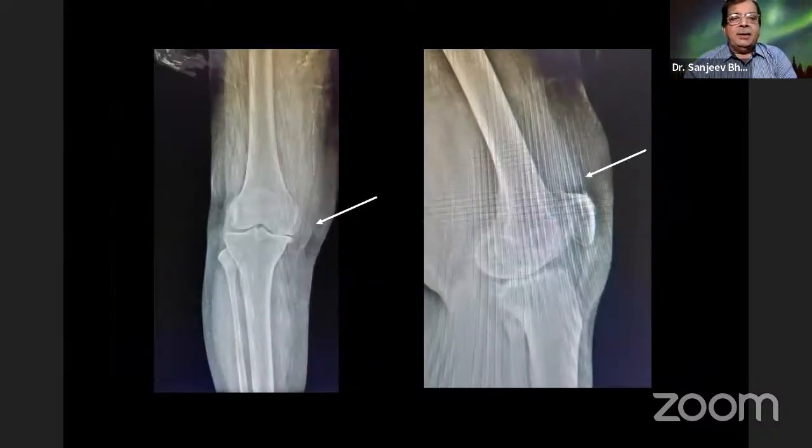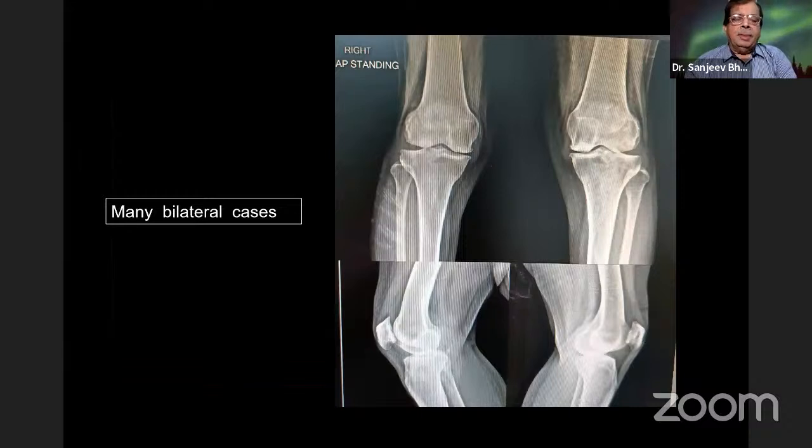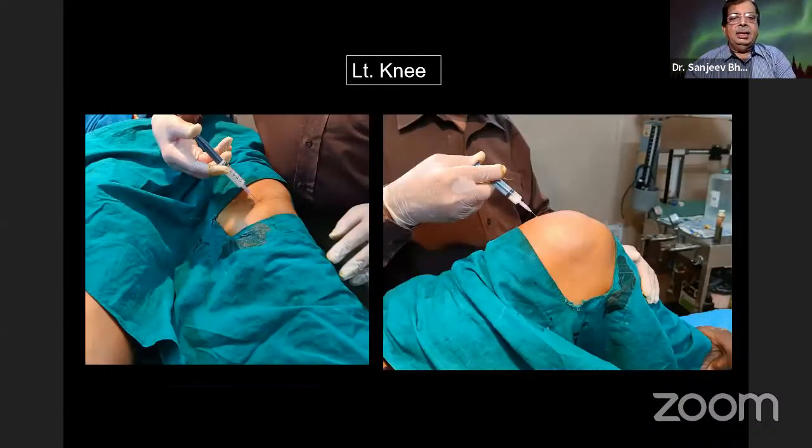Another patient having the same thing, about grade 3 osteoarthritis. These are the two spots which are being injected. Many patients have bilateral osteoarthritis, and you can inject both the knees at the same sitting. This is the right knee which is being injected, and this is the left knee which is being injected.